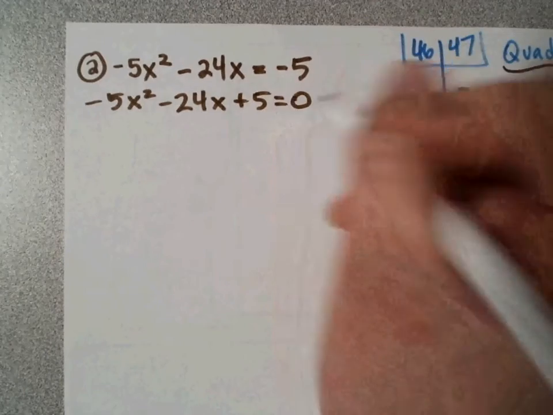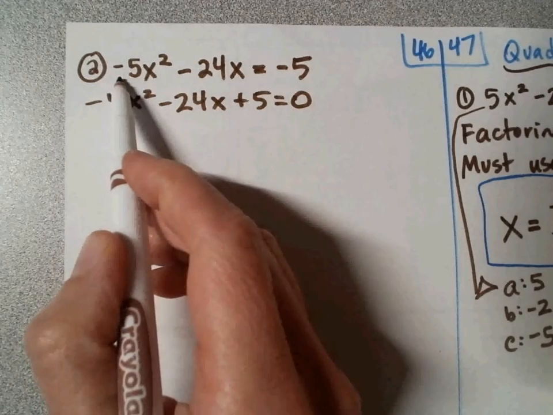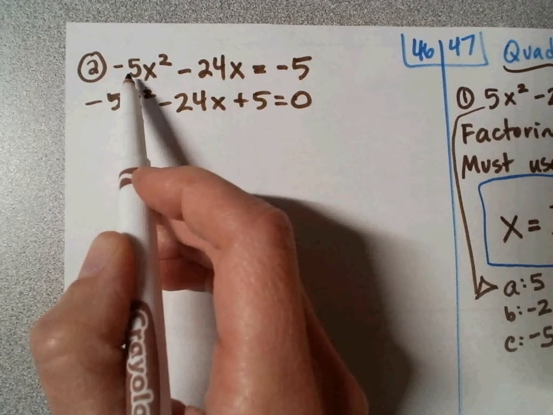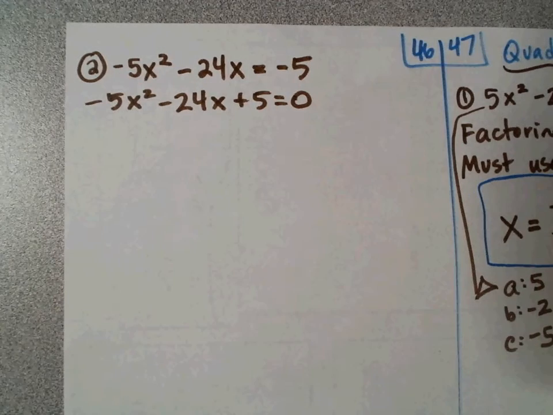Now, somebody might be saying, but Ms. Helmers, you said your leading coefficient you want to make positive. Do y'all remember me telling you that? Well, I did. But when you use QF, this formula, you can do whichever way, all right? It doesn't have to be positive. When you factor, though, your leading coefficient needs to be positive.